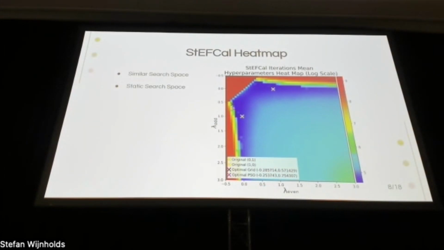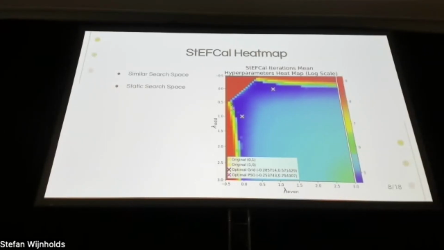So this is the first result. This is the heat map of STEFCAL, for a 4-antenna problem. During the simulations, we simulated many data sets with different types of errors introduced into the visibilities. We saw that over all these different error types, the search space keeps the same structure, and where the minimum points lie and so on. The search space is also static. So this makes it optimal to use a PSO on this search space to get the minimum. And that's what we did next.